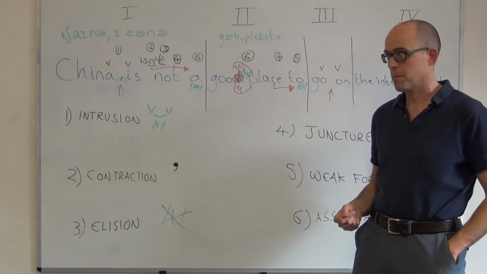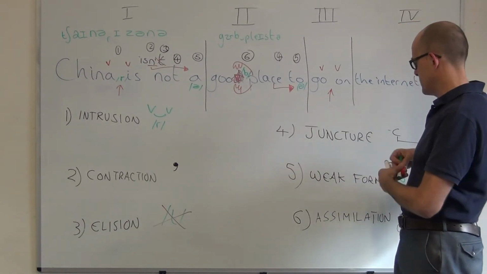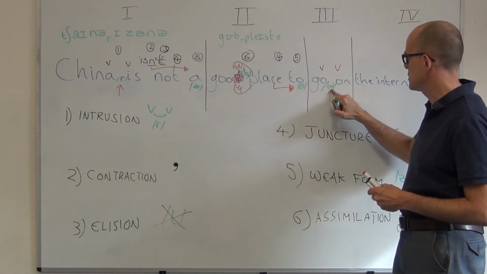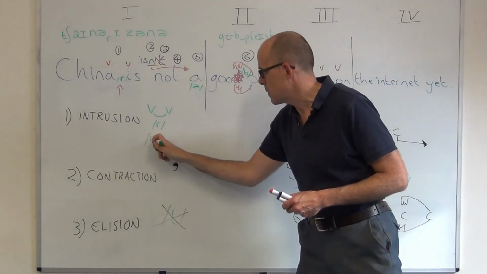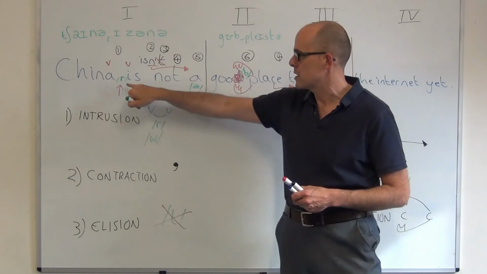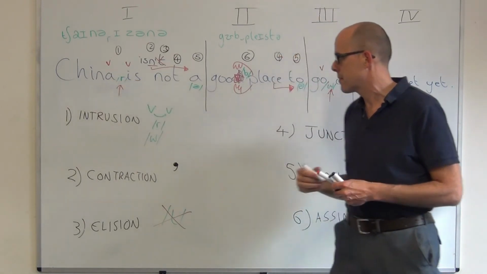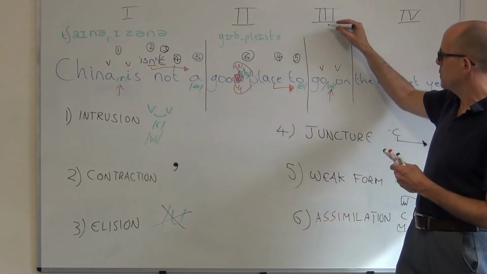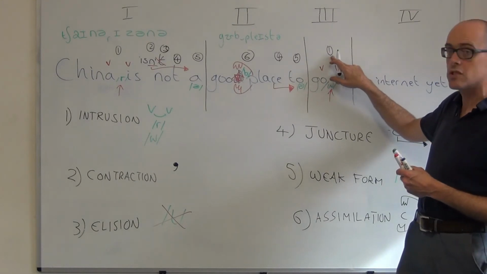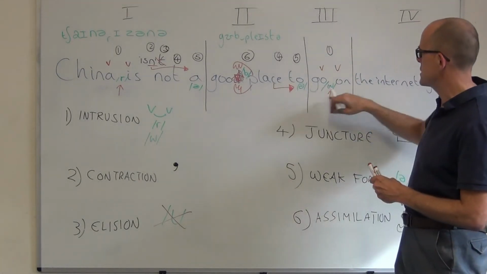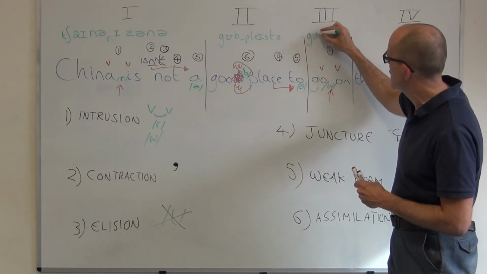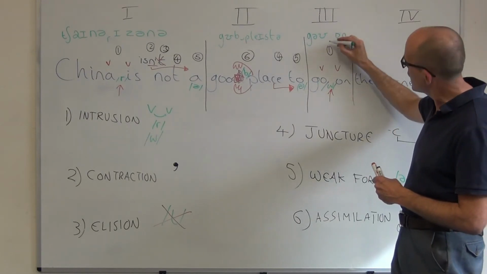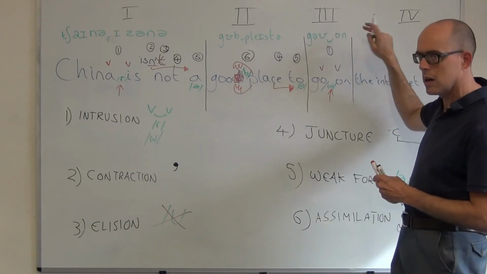Okay, go on. So we're adding here w. Let's write it down here. So when we do vowel linking, we can use r, like "China is," and we can use w, like "go on." So sound word number 3 only has one feature, and that's intrusion. And we can write this sound word like this. That's go, and then on, and then a little w to join them together.